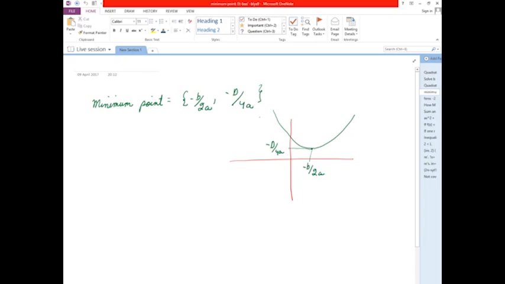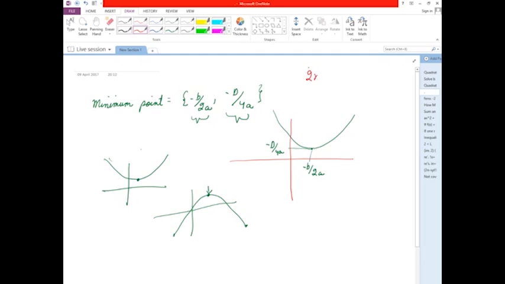One more thing before we move on. The graph will also have a minimum point or a maximum point. So if a is greater than 0, the graph will be an upward looking parabola. Then it will have a minimum point and the maximum will be infinity. While if a is less than 0, the graph will be a downward looking parabola, and then the graph will have a maximum point and the minimum will be equal to minus infinity. Whether it has a minimum or a maximum, that point's coordinates are given by minus b by 2a and minus d by 4a.